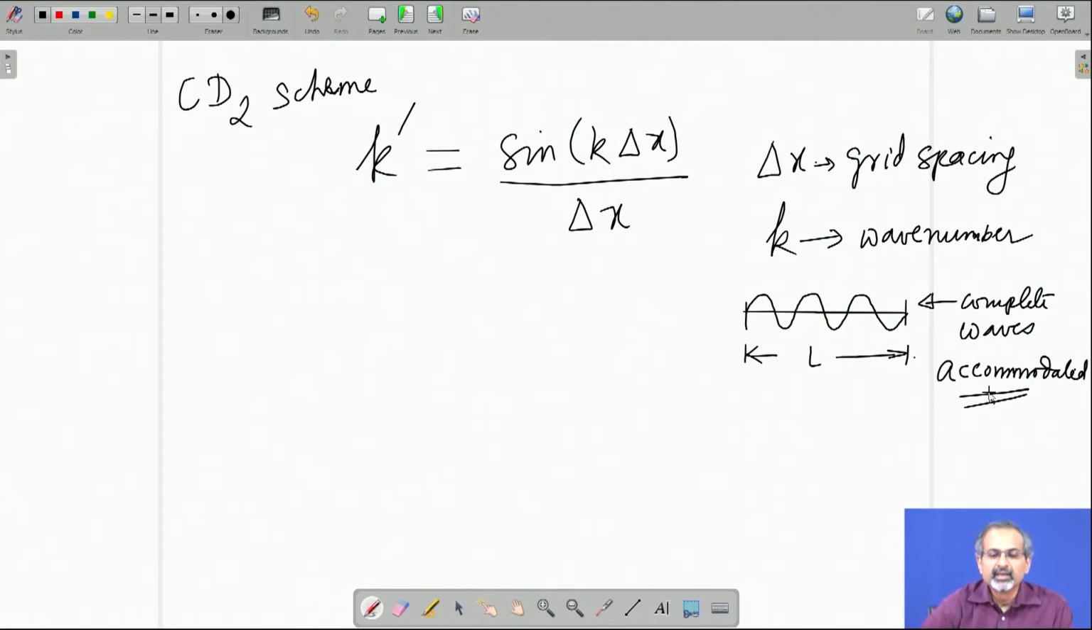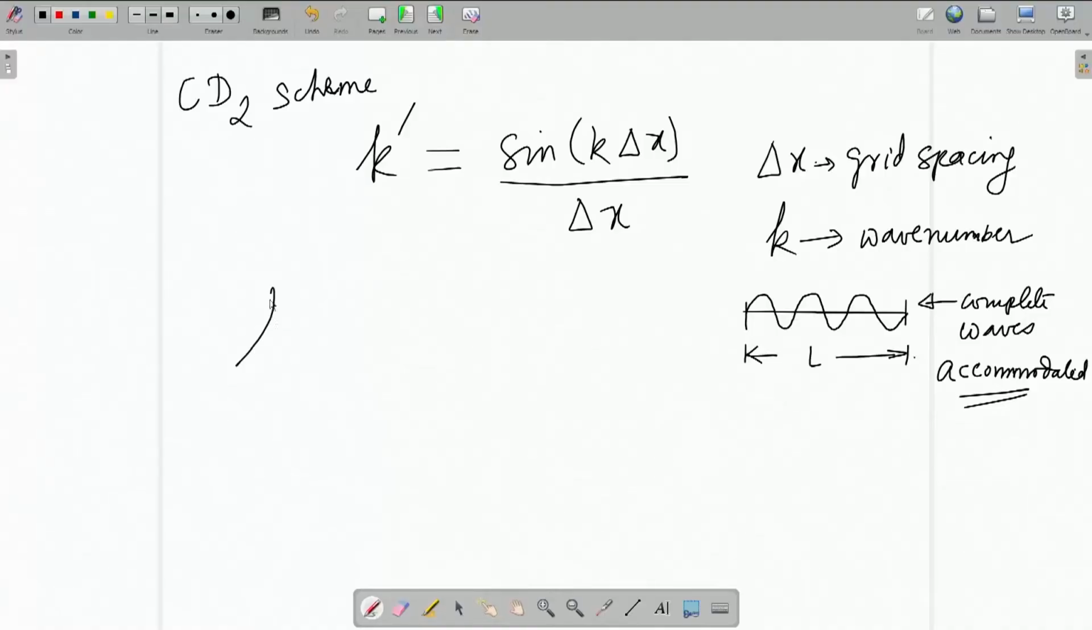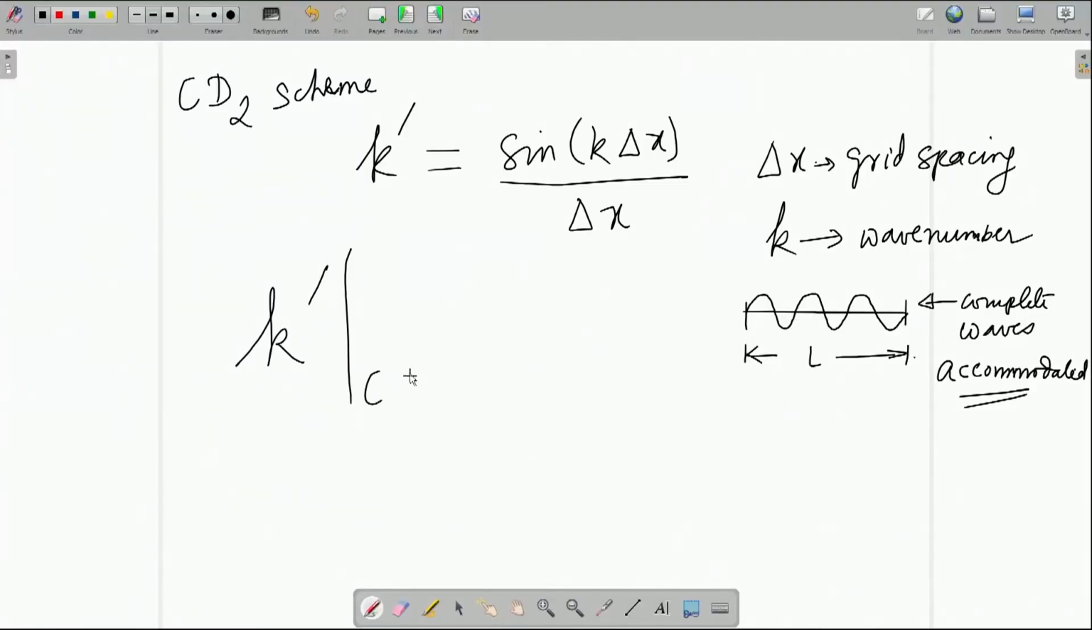So, today we work out another example. We have earlier derived the CD4 discretization for the first derivative using the Taylor table approach. So, let us discuss the wave number approach with respect to the CD4 scheme. The target is that we try to work out the k dash for the CD4 scheme now, of course, for the first derivative, f dash.